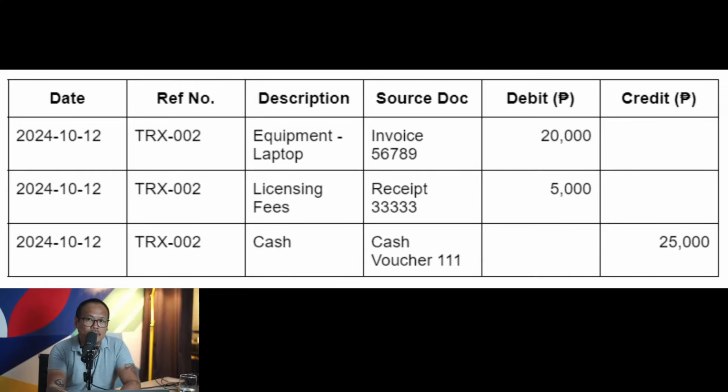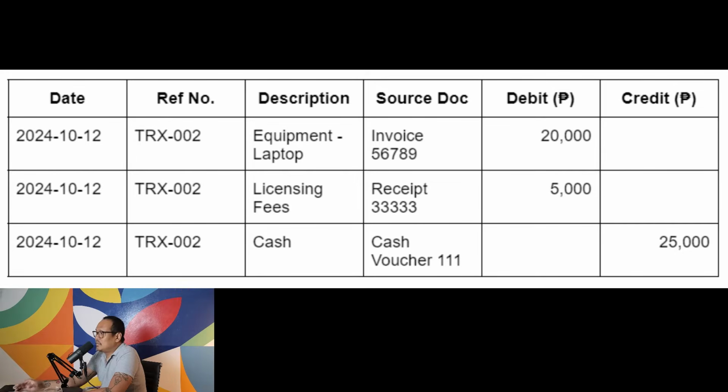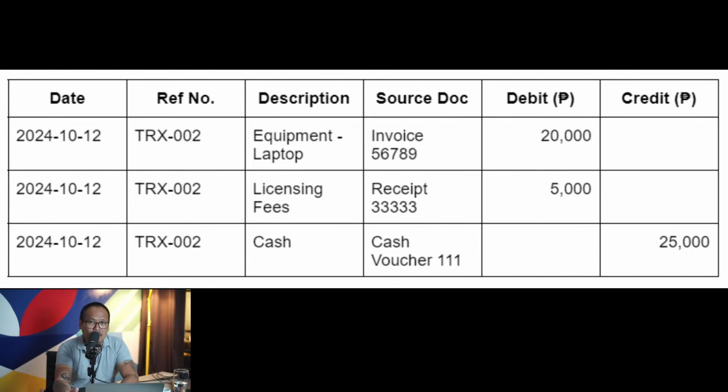Again, put in the date and the reference number of the source document. It can be an invoice number from the supplier or a billing statement or billing invoice from your lessor. The debit entries here are the equipment, the laptop, which is 20,000 pesos, and the licensing fees, which is an expense of 5,000 pesos. And then the credit would be your cash, which represents 25,000 pesos in amount.